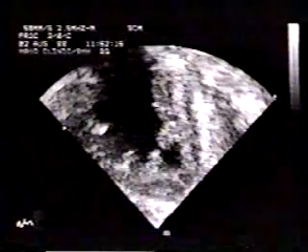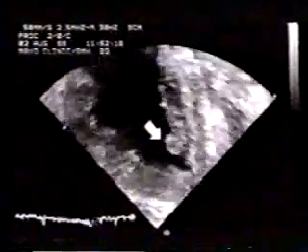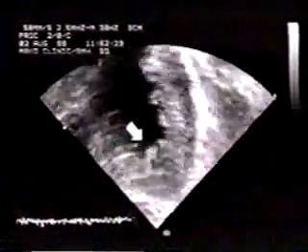This is an expanded view of the apex. These mobile thrombi have the greatest tendency to embolize. They require very aggressive anticoagulation.